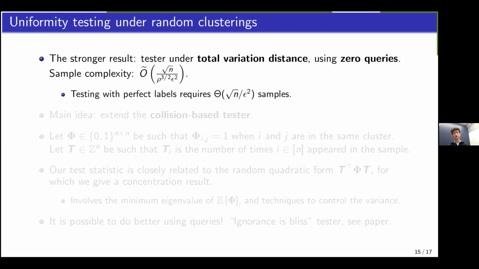This is important not only in the quantitative sense, that is much better query complexity, 0, but also qualitatively, as there might be motivations or applications where we do not have access to these label queries. The sample complexity of this tester is n square root n over rho to the 3/2 times epsilon squared. So this is comparable to the standard complexity of uniformity testing, except that we pay a cost that comes from the resolution parameter.